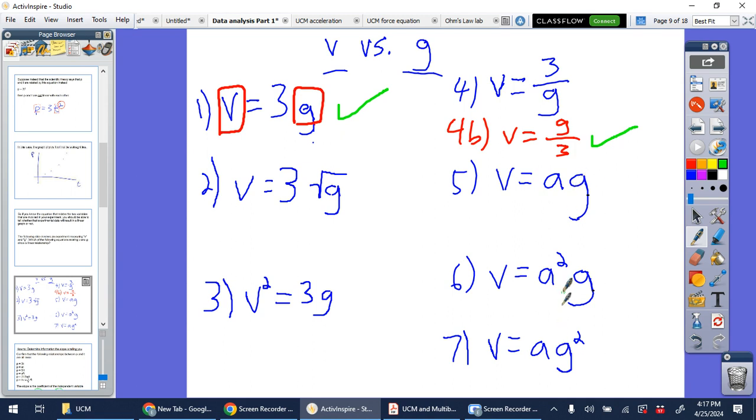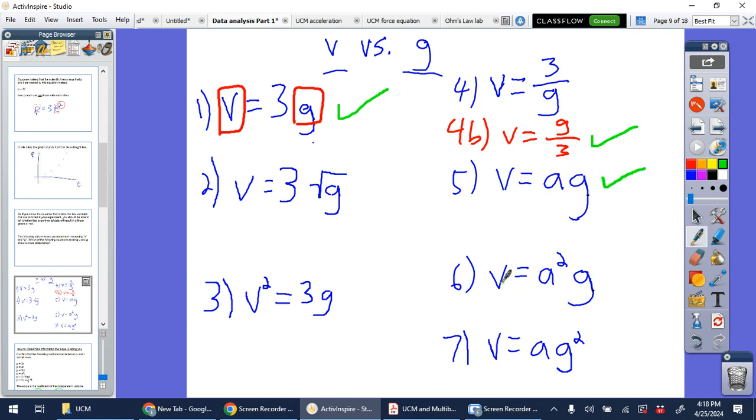For 5, 6, and 7, what I want to point out is that sometimes there are multiple letters. What I want you to focus on is just V and G. Yes, there could be other letters in this equation, but to answer whether V and G are linear, you need to focus attention only on V and G. So you look at V and G here. Hopefully you can see clearly, yes, that is linear.